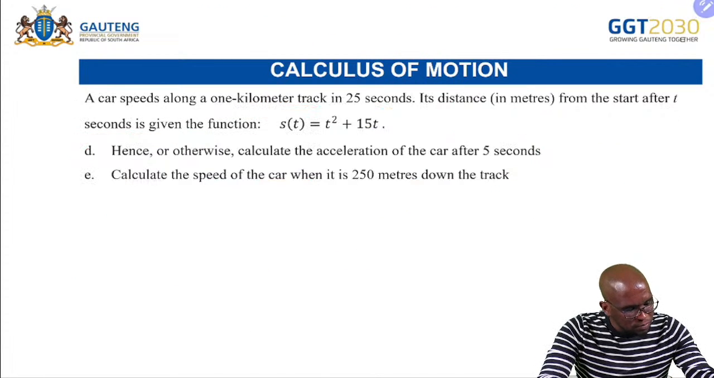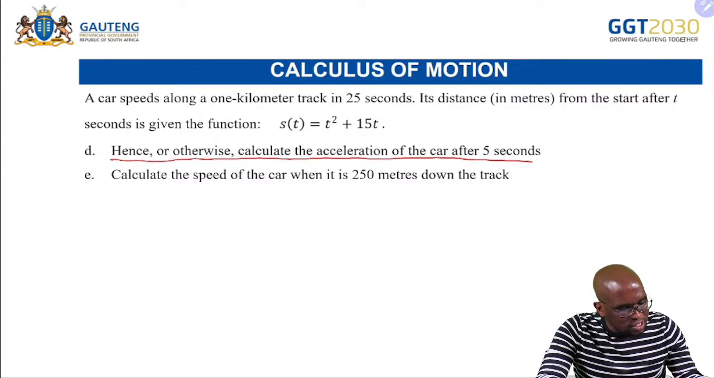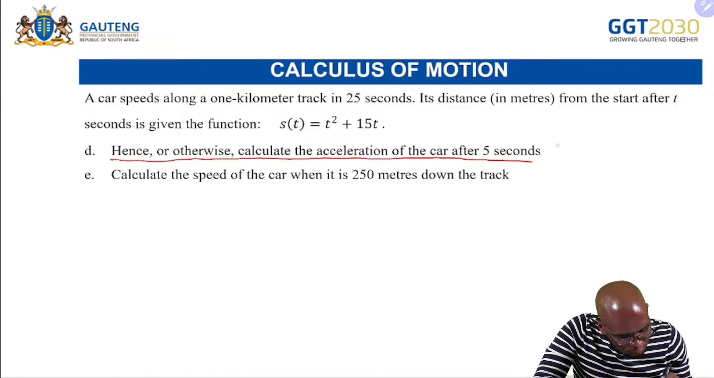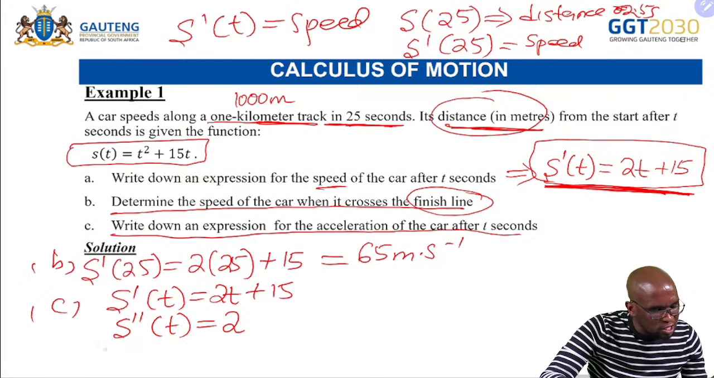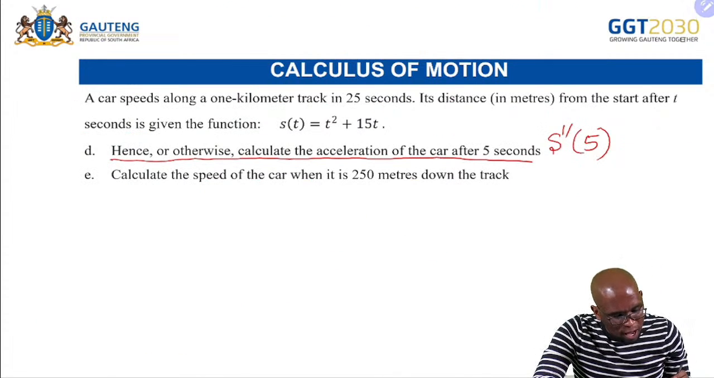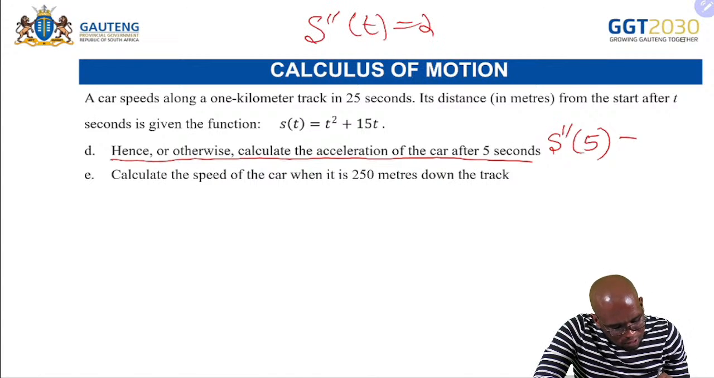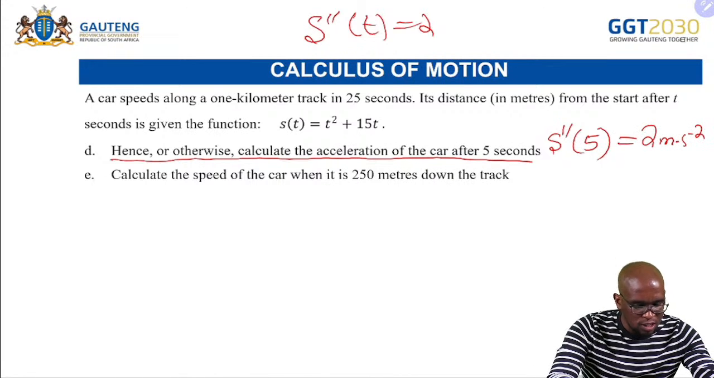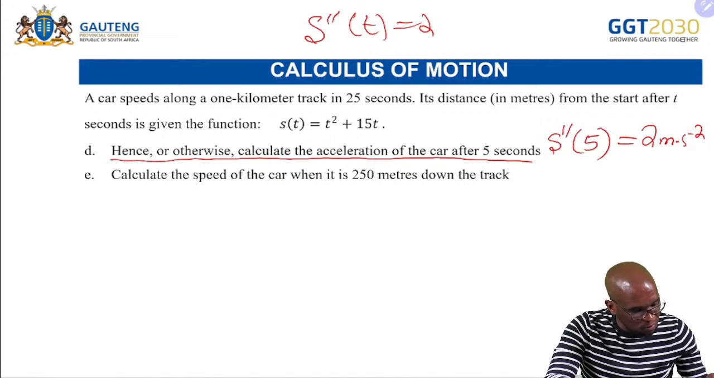Moving right along. They said, hence or otherwise, calculate the acceleration of the car after 5 seconds. So we are looking for S double prime of 5. So we go back to the acceleration equation. Where we see t, we put 5. The acceleration equation was given by 2. So this would be given by what? 2 meters per second squared. In this case, there is no t, which means that the acceleration is constant at 2 meters per second squared.